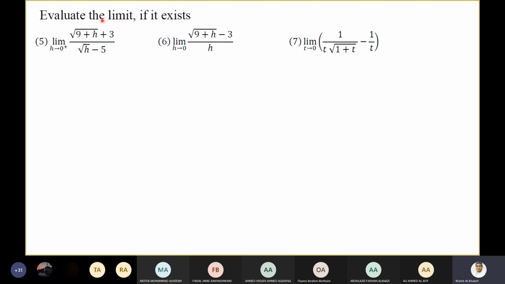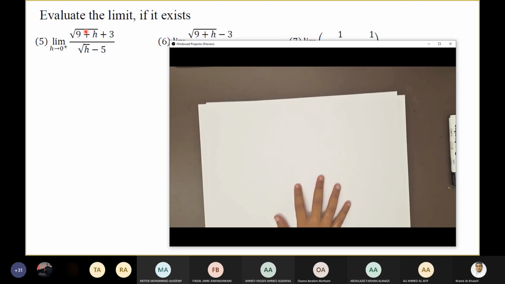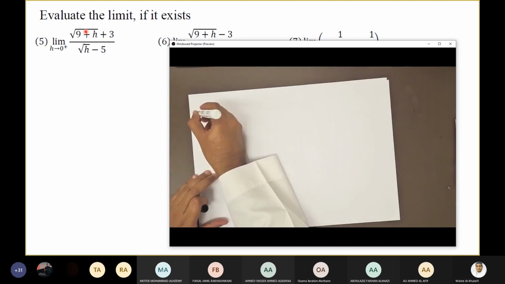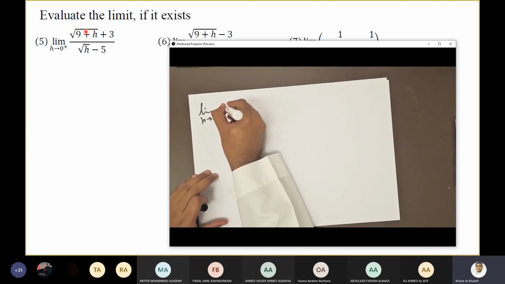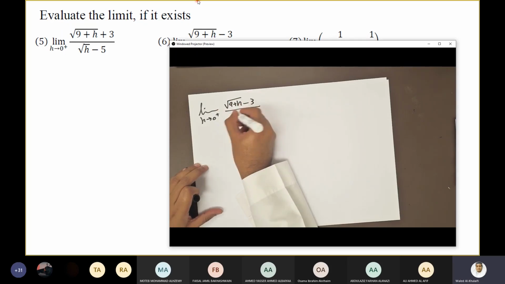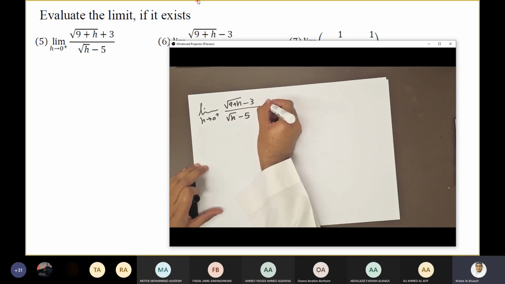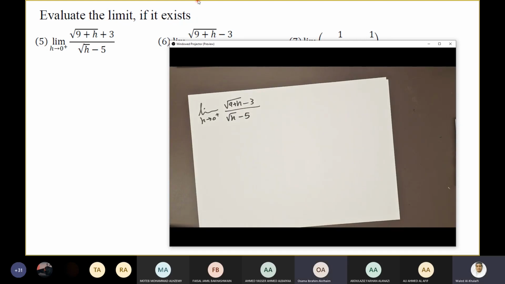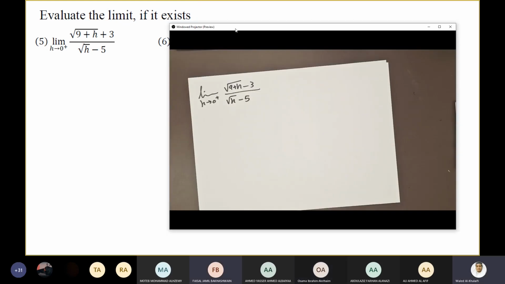Okay. What about number 5, Ishabel? I will solve number 5. The limit as h approaching 0 from the right of root 9 plus h minus 3 over root of h minus 5. Okay, what should I do? Plus 3 to multiply by the conjugate. Multiply by the conjugate. But remember, Shabab, when I multiply by the conjugate, that means I have a problem in the expression. Not every time when I see this will I multiply by the conjugate. Now, what is my problem with the expression?